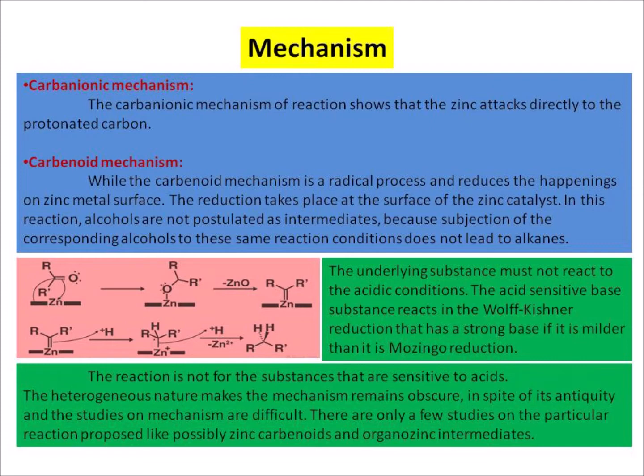In this reaction, alcohols are not postulated as intermediates because subjection of the corresponding alcohol to the same reaction conditions does not lead to alkane. See, that equation is shown in this slide. The underlying substance must not react to acidic conditions. The acid-sensitive substances react in the Wolff-Kishner reduction that has a strong base; if it is milder, then it is Mozingo reduction. The reaction is not for the substances that are sensitive to acids.